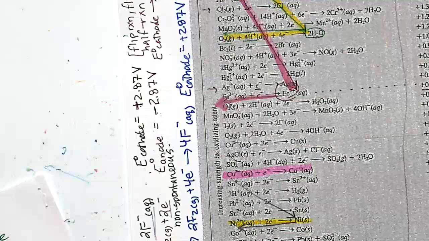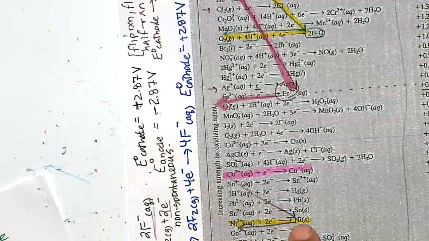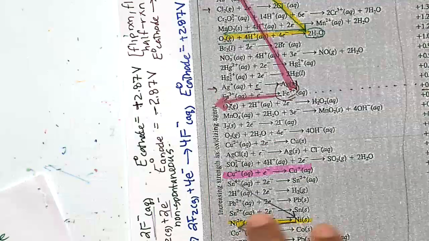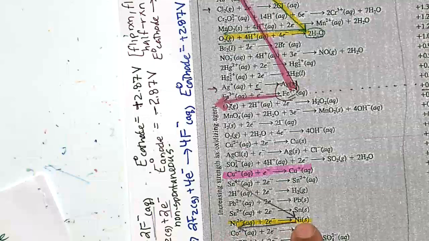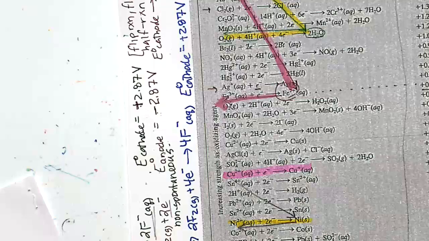This is called the diagonal rule. This is also called the activity series. Which one is better at gaining electrons? Which one is better at losing electrons? So copper+2 can oxidize, that means flip, oxidize nickel to nickel+2.